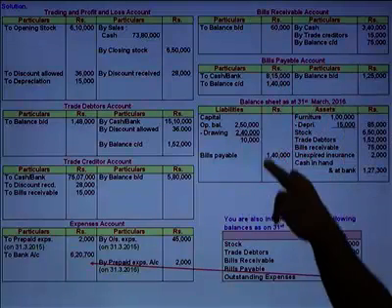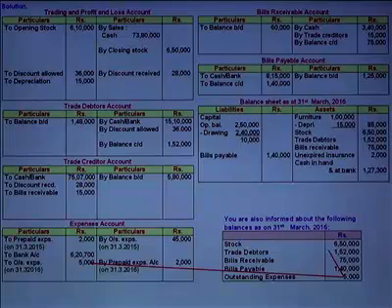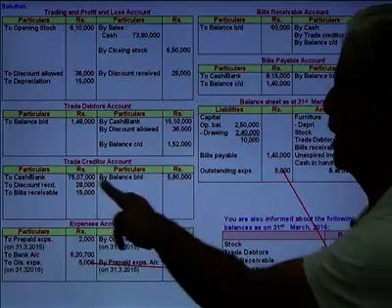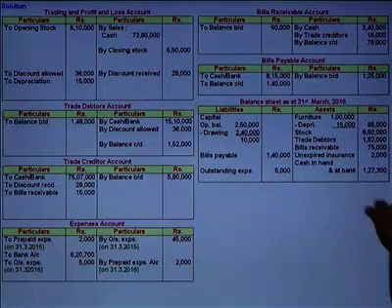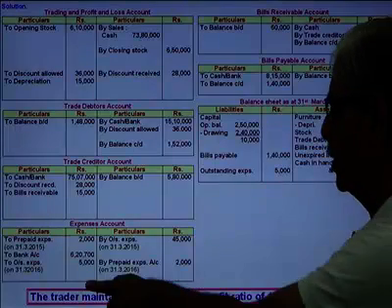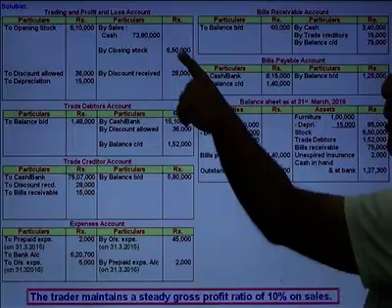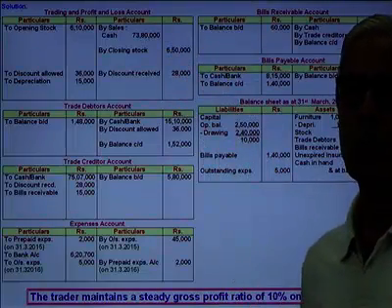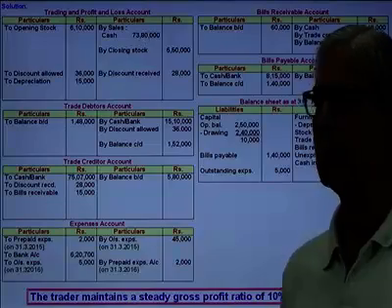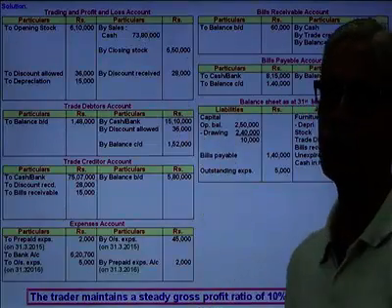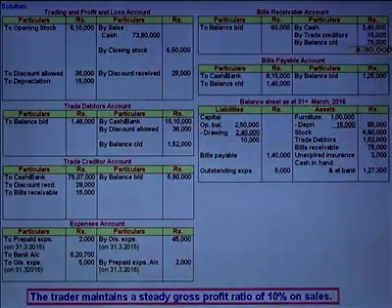Outstanding expense will appear on the balance sheet liability side, and the journal entry for outstanding expenses is expense account debit to outstanding expense account credit. In this sum, this expense account point is very important. Now, I have considered the information. Trader maintains a steady gross profit ratio of 10% on sales. I have got cash sales, I can find out the credit sales. Cash sales plus credit sales, I'll get total sales. I'll apply 10%, I'll get the gross profit. On the basis of that, I can find out the missing information relevant to purchases because opening stock and closing stock are given to me.